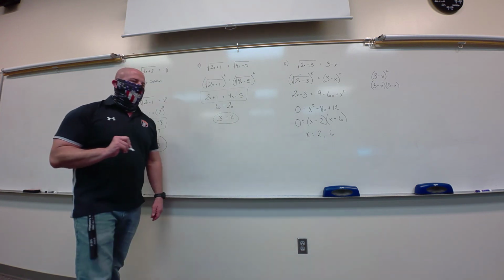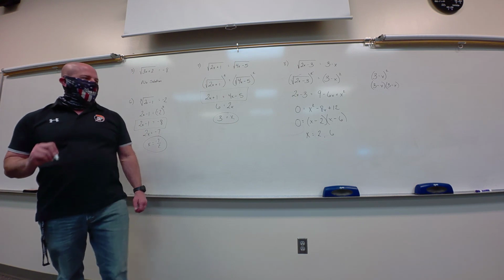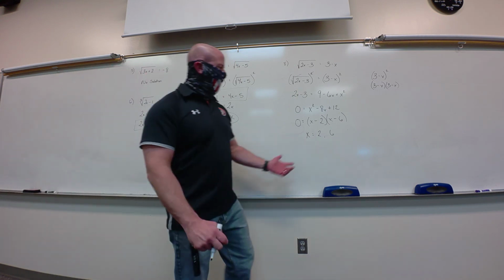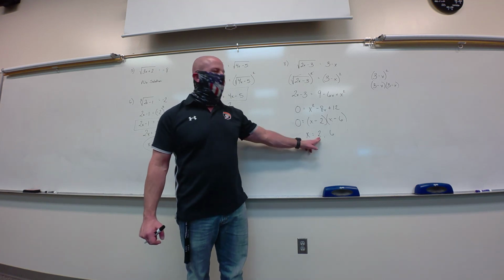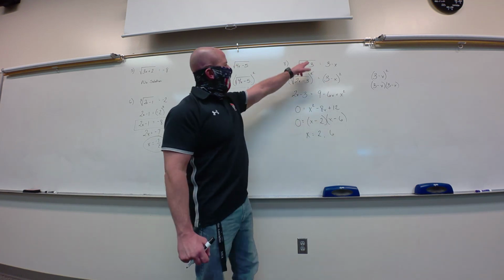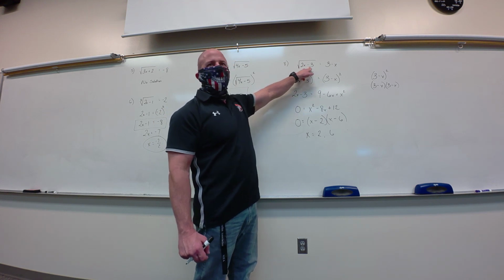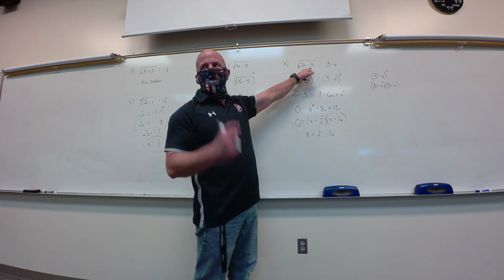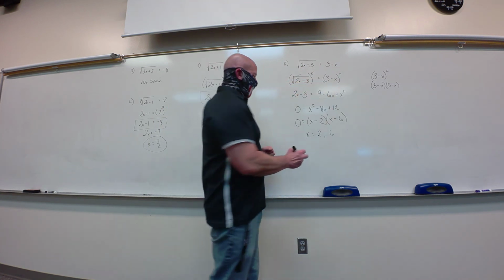Okay. Now let's check these guys. We got 2 answers. We need to find out which one works, or maybe neither one of them works. Okay. Let's try the 2. Let's see. 2 times 2 is 4. Minus 3 is 1. The square root of 1 is 1. 3 minus 2 is 1. 2 is good. That guy works.